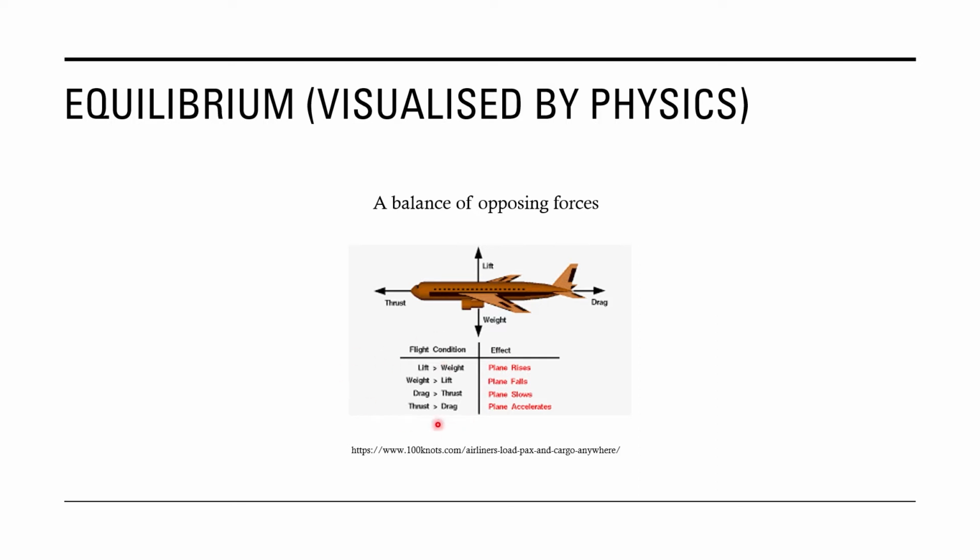If you change one of these forces, maybe you increase the lift or increase or decrease the thrust, what's going to end up happening is that there's going to be a shift away from equilibrium. It's no longer going to be balanced and the plane is going to move in a different direction. Broadly, what we're looking at with equilibrium is a balance of some sort between two or more things.